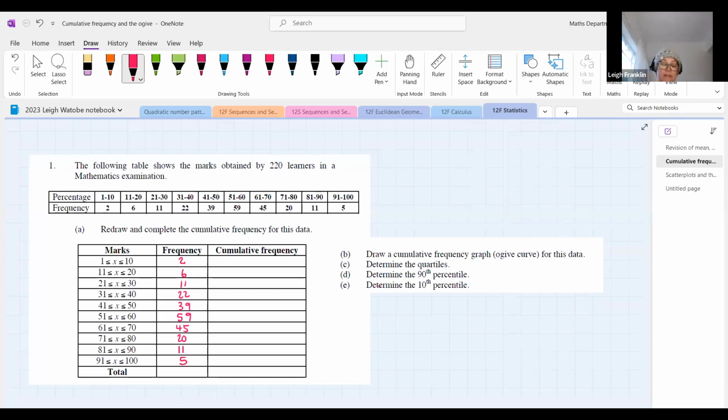So this is how we would do our cumulative frequency. Nothing came before this 2, so the cumulative frequency at this point is 2. Over here, your cumulative frequency is your frequency plus the previous cumulative frequency. So it's 6 plus 2, which gives us 8. Okay, so what does that mean?